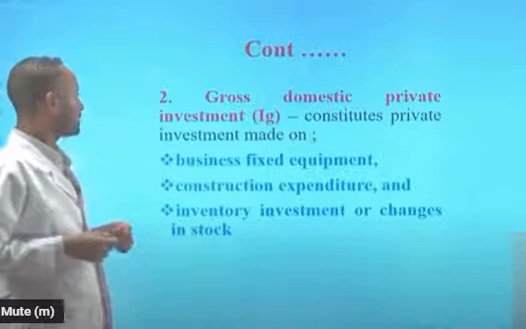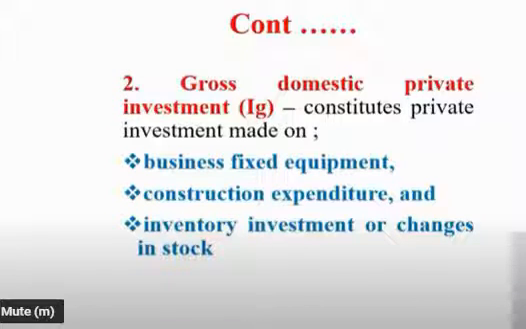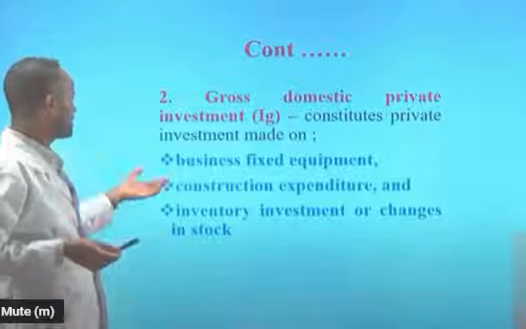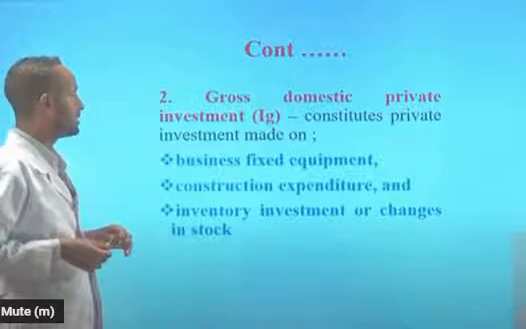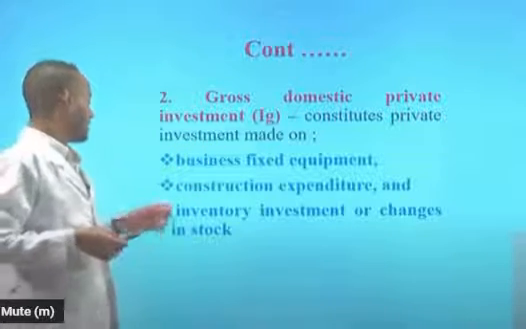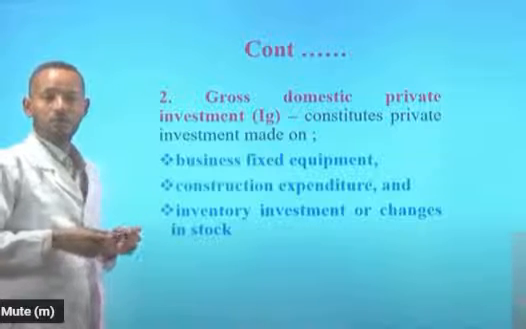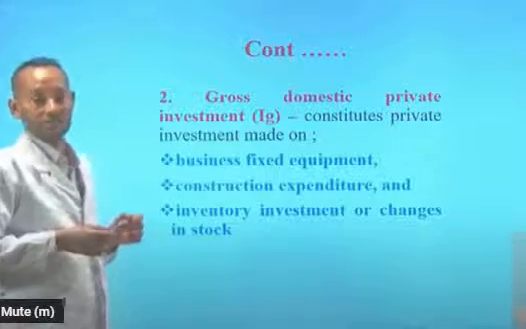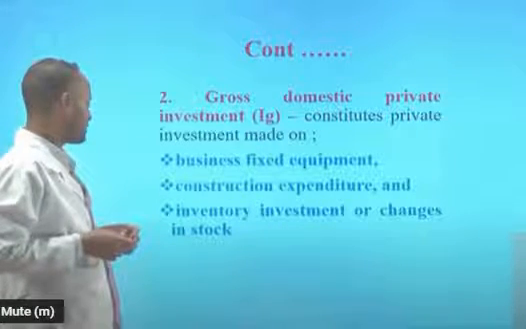This is an investment made by the private sector, and again, it constitutes expenditures made on business fixed equipment, on machineries, equipments, installations, generators, and the likes, and it is one of the components of the gross domestic private investment. The other expenditure is construction expenditure, expenditure made on the construction of residential and non-residential houses. The last one is inventory investment or changes in stock.